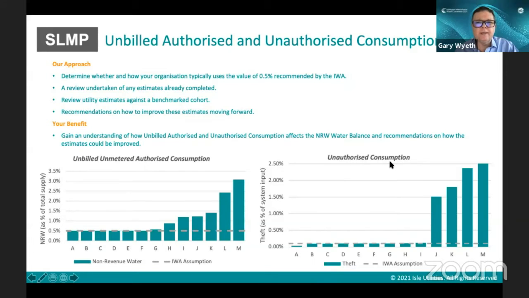The same with unauthorized consumption. So this is like theft. And what we're looking at here is to try and identify how much theft there is. Some utilities feel that it's quite low, so they just use the IWA assumption. But we once again have some utilities that try to estimate real figures or try to get a better handle of how much theft they have in their system. So what we're trying to do with the SLMP is review how the utility is estimating these, and then develop some recommendations on whether they can improve on how they do the estimating.